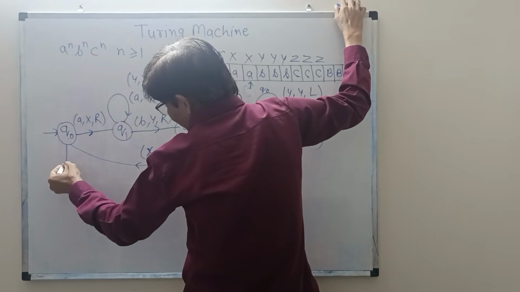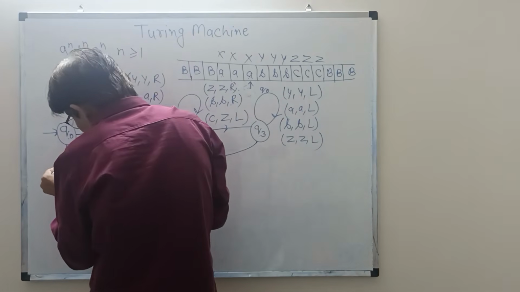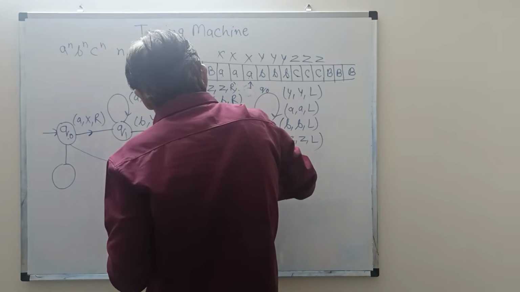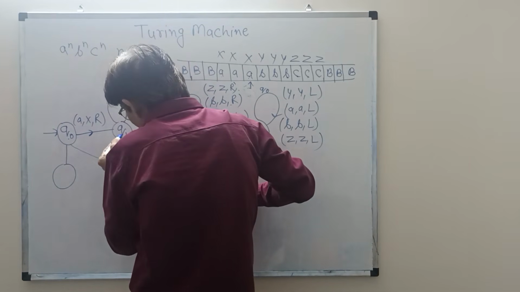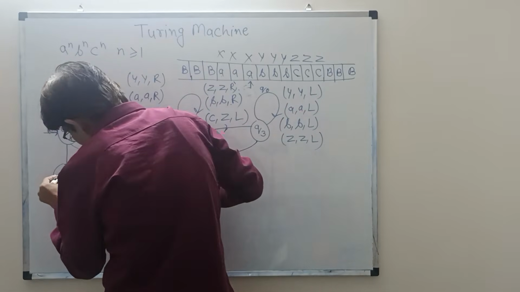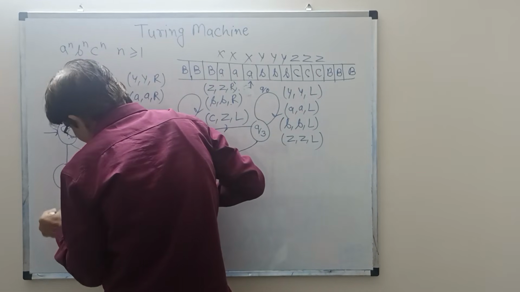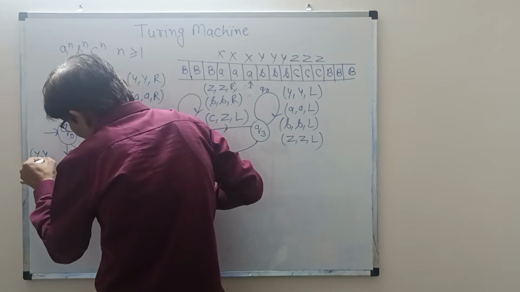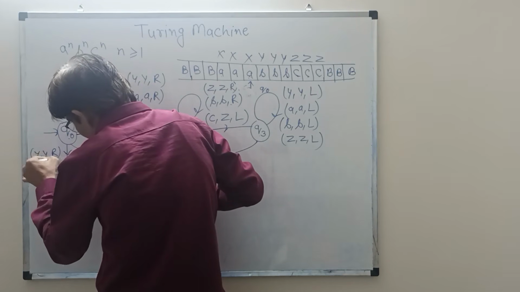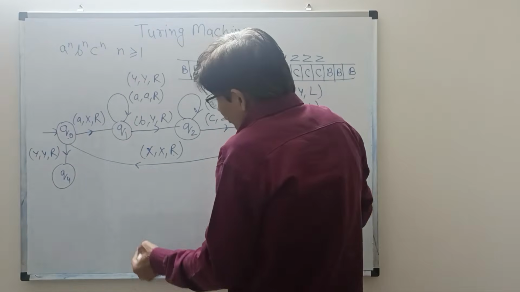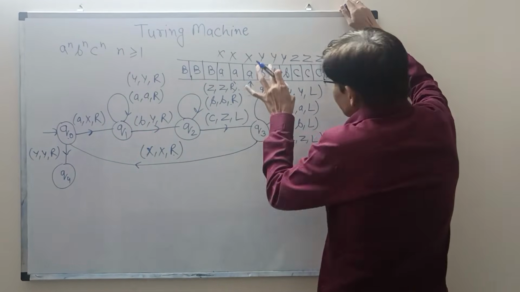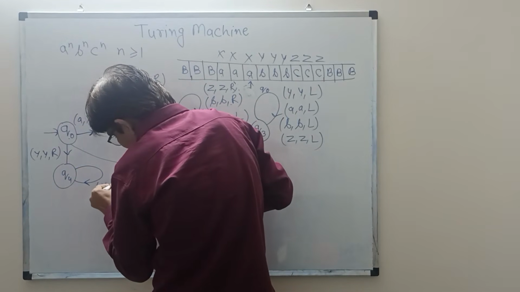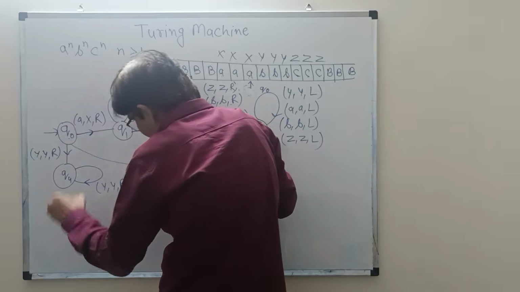So I will create one more transition here for Y on Q0. We have used Q0, Q1, Q2, Q3, so this state would be Q4 and we will get Y on Q0. We will leave this Y as it is and continue moving towards right. And then on Q4 you will get another Y. You will leave this Y as it is and continue moving towards right.